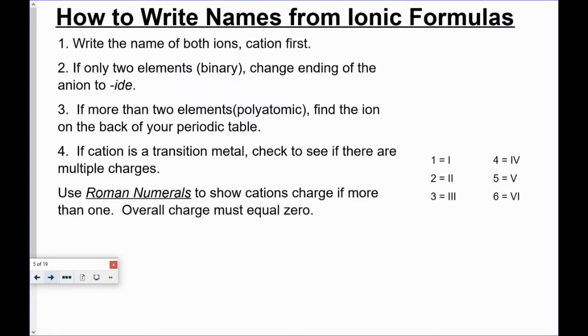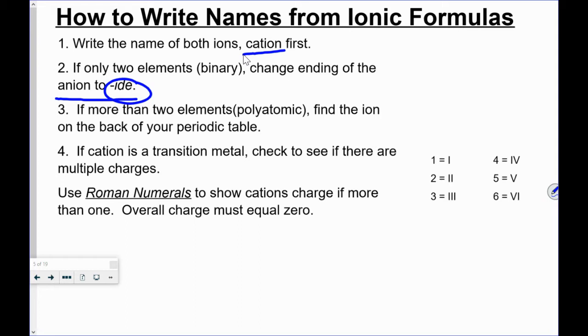Here's our rules. For those that like rules and just following them, this is our rules of how to write ionic formulas. We're going to start simple and work our way more complex. Because this is a video, I'm going to go fast through this. But essentially, our ionic formulas always have two names. We are always going to start by writing the cation first. If there's only 2 elements, we write the anion and we change the ending to "ide." This is kind of the only new thing on this.